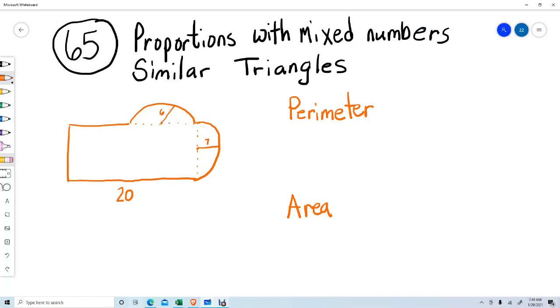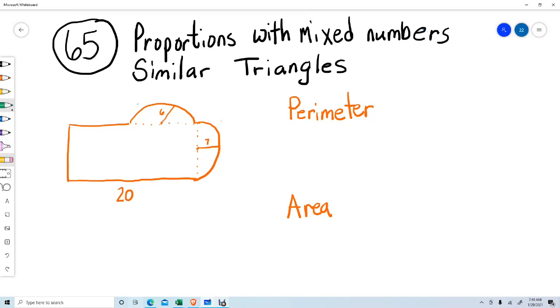This lesson is on proportions with mixed numbers and similar triangles. First, I want to do a review of the perimeter and area problem from yesterday with these semicircles here. So I'm going to work one of these problems and we'll move on to today's lesson.